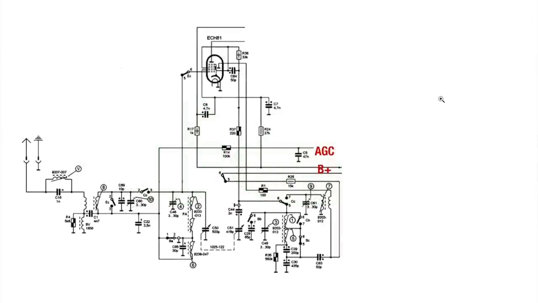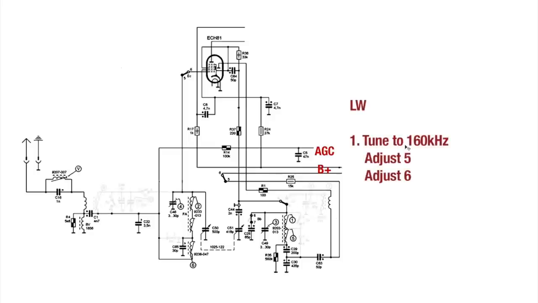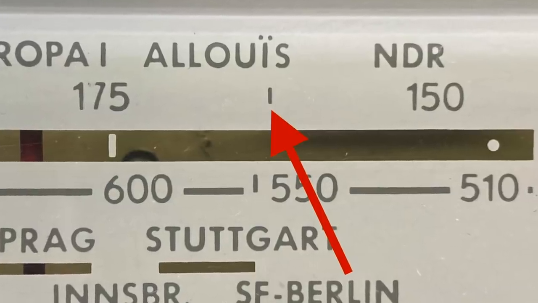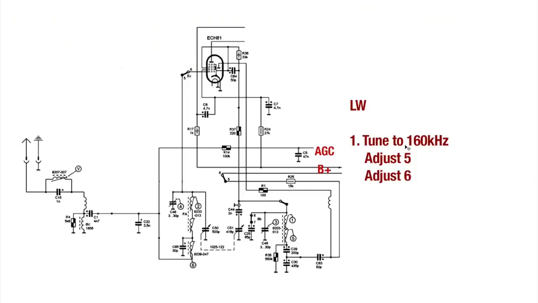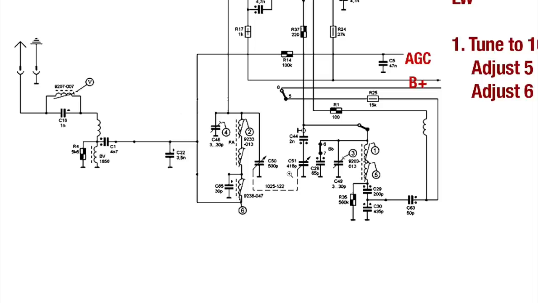Now, just like we did for the medium wave, we can get rid of all the circuitry that doesn't relate to the next band, which is long wave. Long wave is actually simpler because they tell you to tune to 160 kilohertz and adjust 5 and 6. There is a little marker on the dial at 160 kilohertz, which gives you a reference point. You don't have a top end and bottom end, just one position that you tune to, and you rely on the circuit being well designed so that it doesn't really affect what you're doing. And when they say adjust 5 and 6, that's exactly what you're doing.